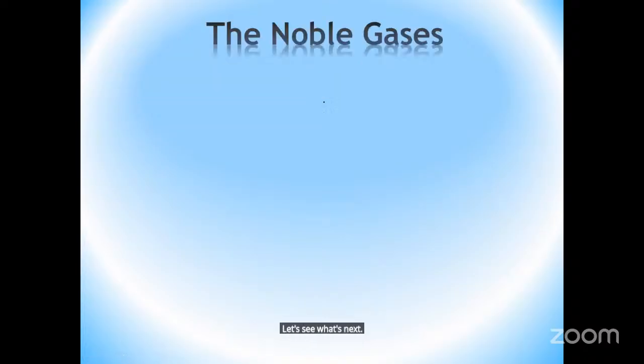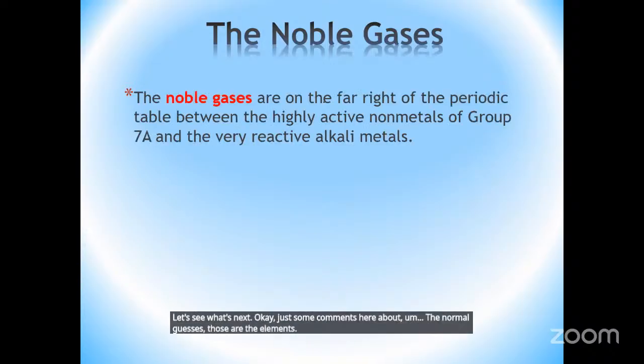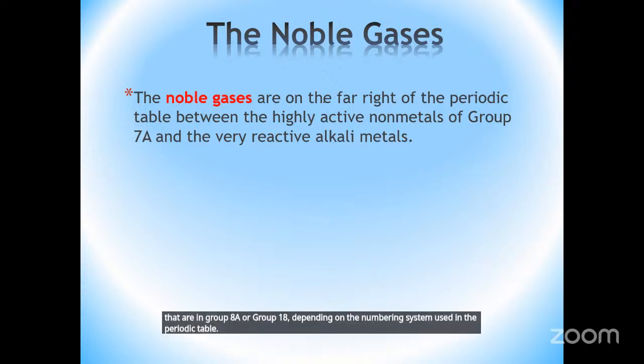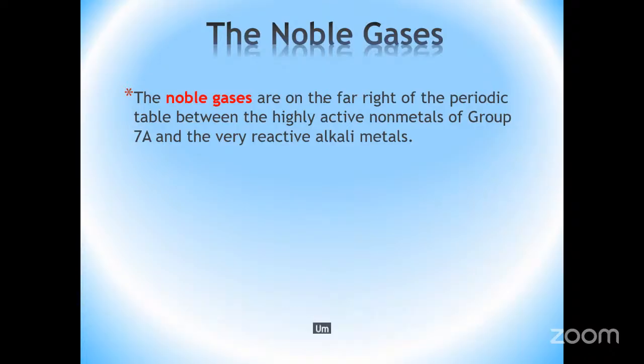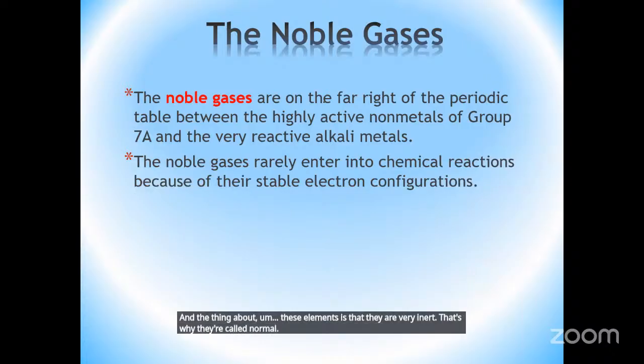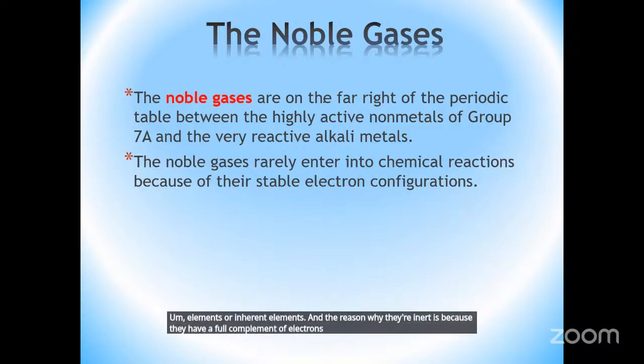Okay, just some comments here about the noble gases. Those are the elements that are in group 8A or group 18, depending on the numbering system used in the periodic table. The thing about these elements is that they are very inert. That's why they're called noble elements or inert elements. The reason they're inert is because they have a full complement of electrons in their outer shell, and therefore they have no great need to combine with anything else to complete their octet, because their octet is already complete.